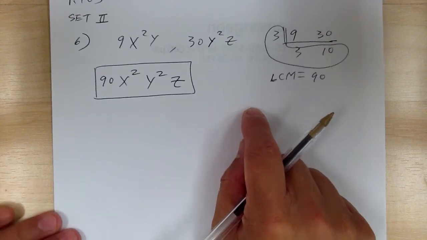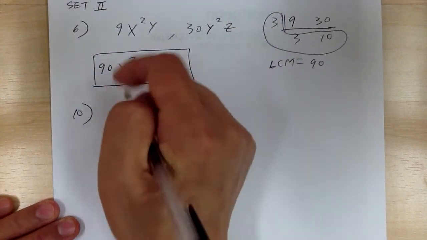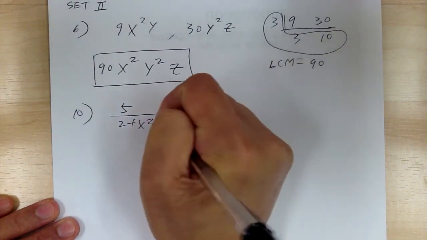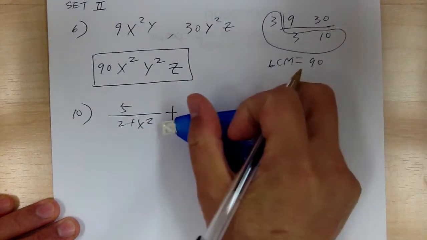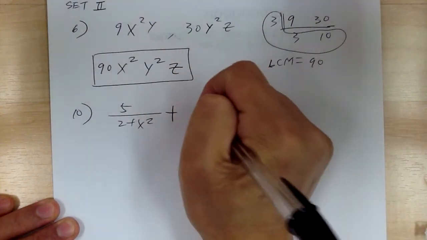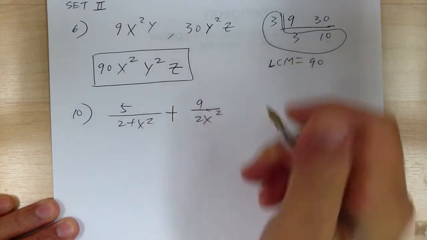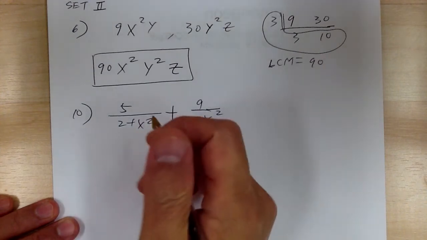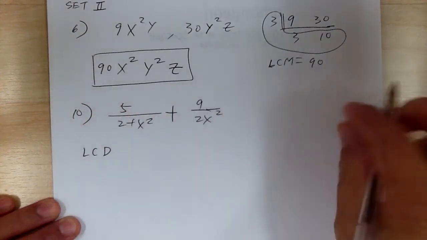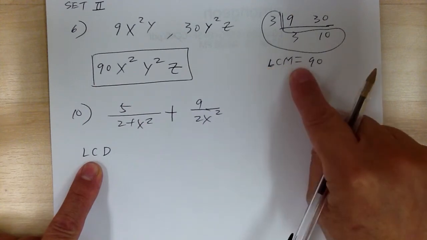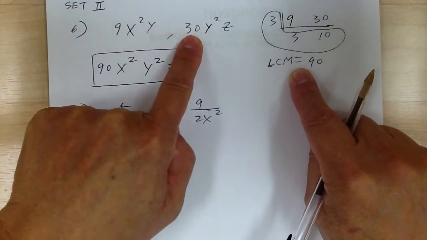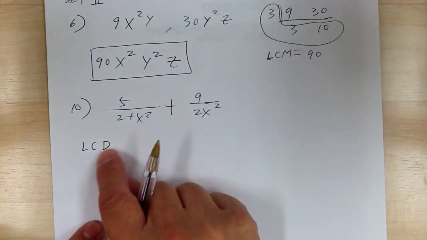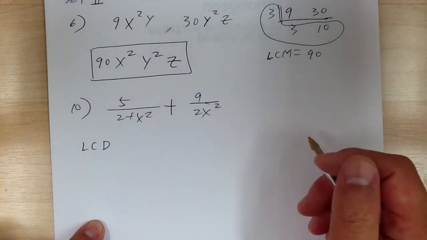Now let's go to number 10. You have 5 over 2 plus x squared, plus 9 over 2x squared. Again, we're not adding yet. We're not going to do addition yet. Right now, we're just getting the LCD. The difference between the two is that LCM is when you have just a regular expression. LCD, D stands for denominator. So when you have a fraction on the bottom, it's called the LCD. But the concepts are the same.